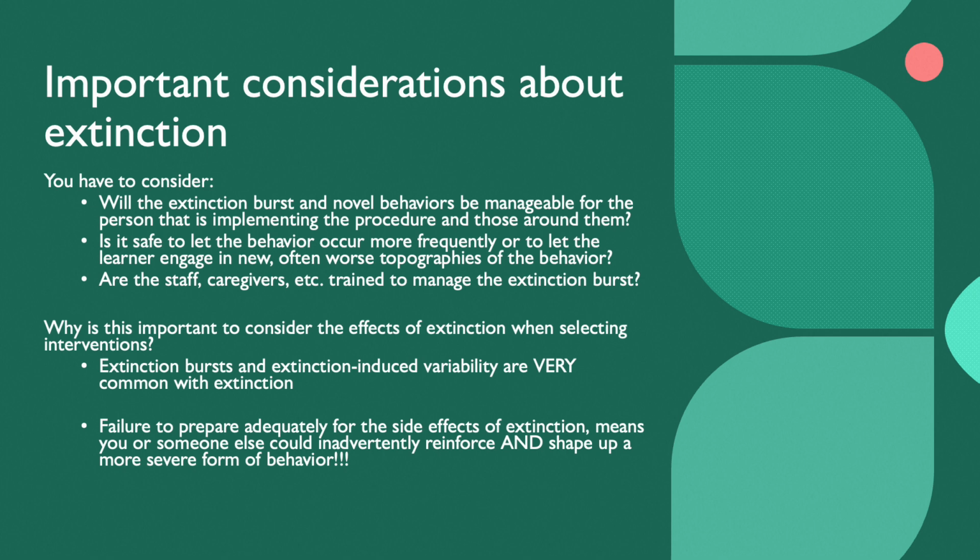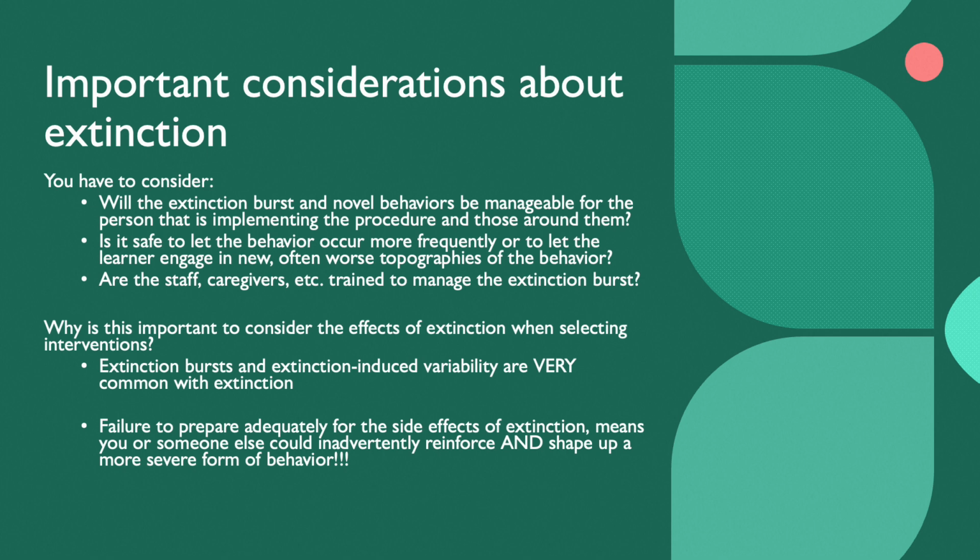If you're implementing an extinction procedure at home, make sure you've trained caregivers, staff, and any siblings, whoever it might be, on how to also implement extinction so that they're not inadvertently reinforcing a behavior. Because the last thing we want is for a behavior in an extinction burst to be reinforced, because what's going to happen is you're going to be shaping up. If we reinforce a behavior at the extinction burst, or if we reinforce a novel topography of a behavior, we're shaping up a more severe form of a behavior, a more severe topography potentially, or more intense.